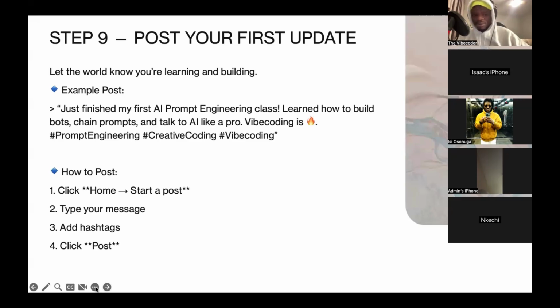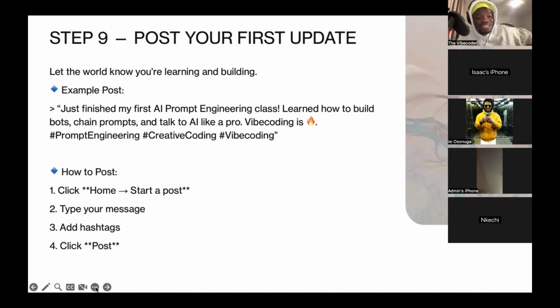So, an example post: Just finished my AI prompt engineering class. Learned how to build bots, train prompts, and talk to AI like a pro. Vibe coding is fire. Hashtag prompt engineering, creative coding, vibe coding. Do you know what you now do in this kind of post? You put a picture of what you've done, or a screenshot of your prompts. You put a screenshot of your website that you built. Put a screenshot of anything. Let it follow that post. You see engagement. You see people that will follow you up.